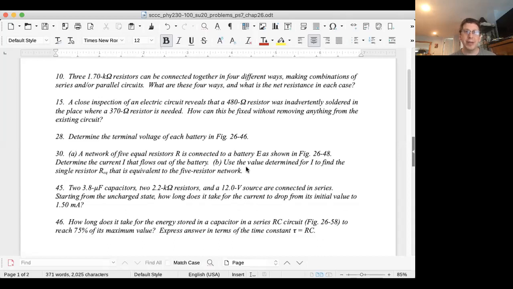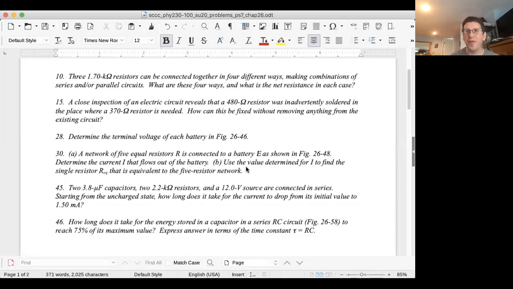And that brings us to number 46, the last of the recitation problems. How long does it take for the energy stored in a capacitor in a series RC circuit to reach 75% of its maximum value? So express it as a multiple of tau, the time constant. So you have Q as a function of time. The energy stored in a capacitor is Q squared over 2C.